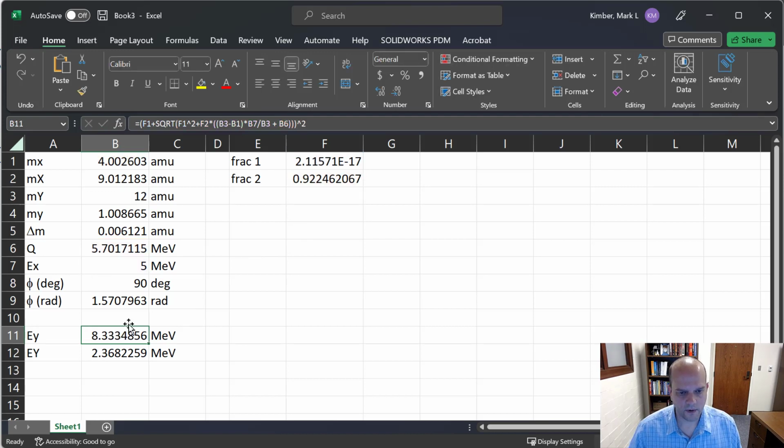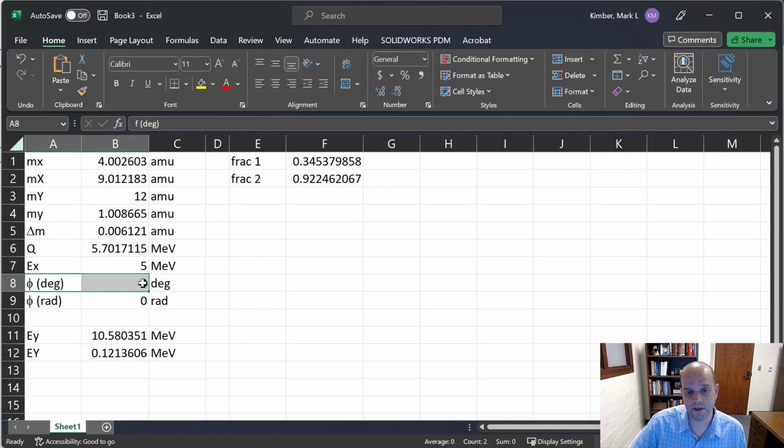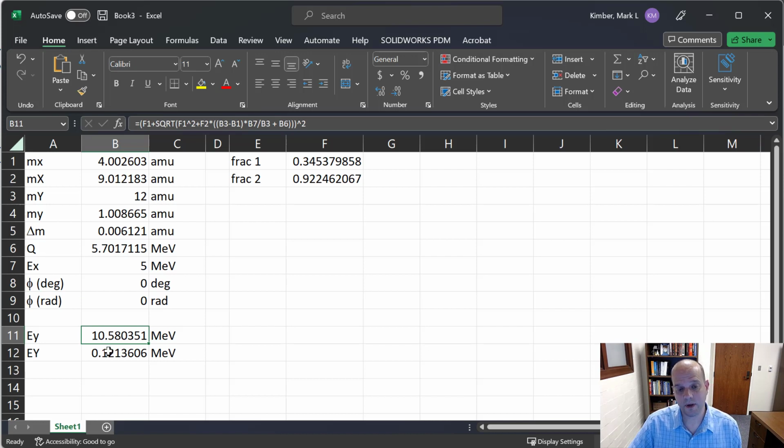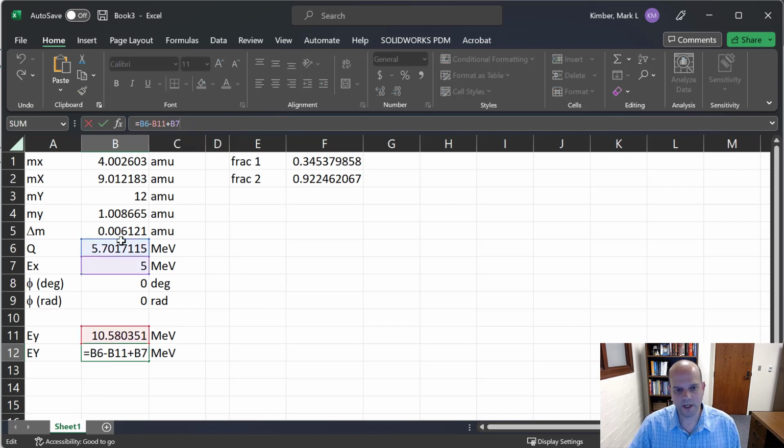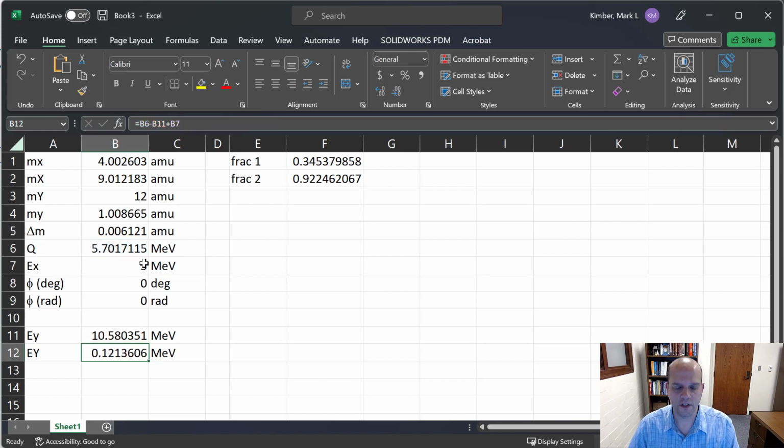And so this is what I get for, I guess I got to change that to 0. This is what I get for if my phi was 0, this is what I get for E, the kinetic energy of my light product, and this is the kinetic energy of my heavy product. And it's not surprising, again, that this one is bigger than this one. It's going to have a lot more velocity to it. And then this is calculated just with the expression that I had a minute ago, just the Q value minus the EY, and then add that to that. I'm going to add my kinetic energy of the projectile.